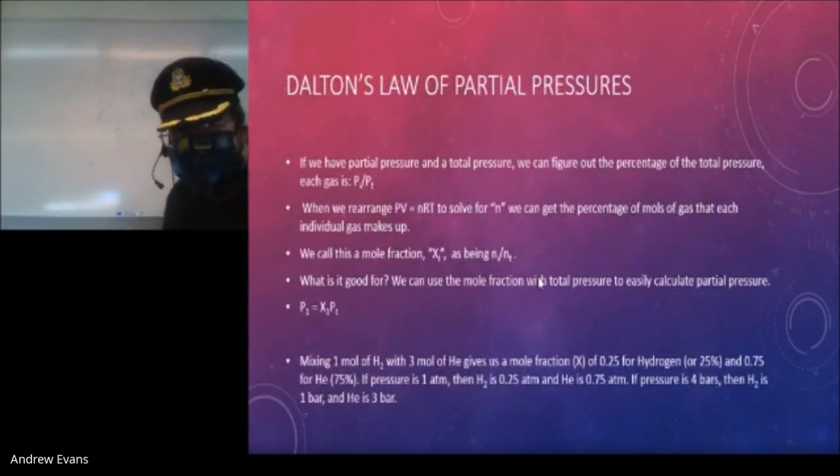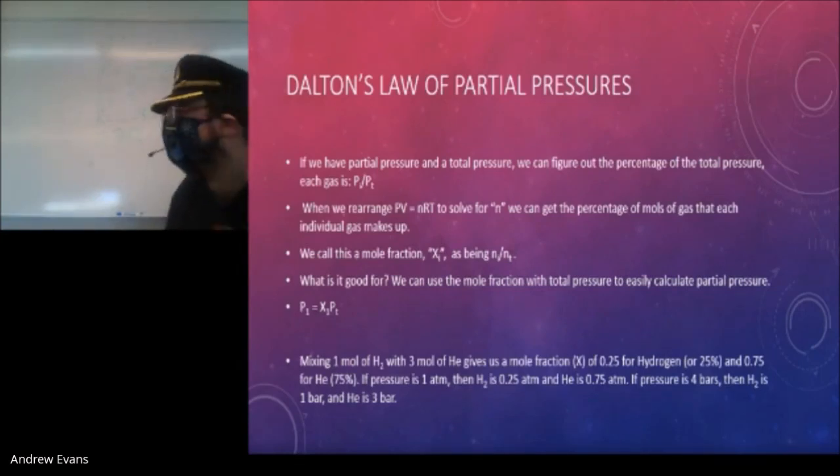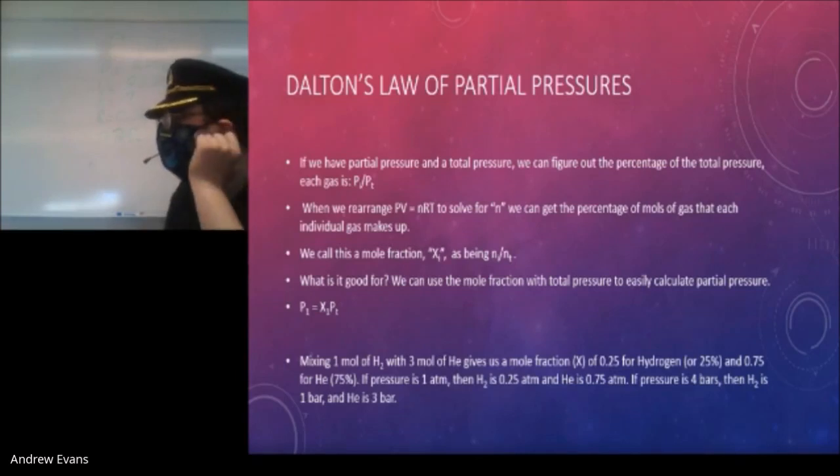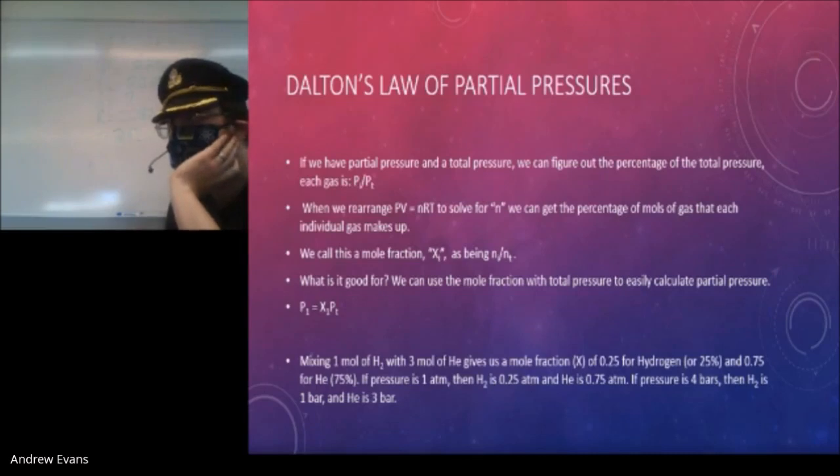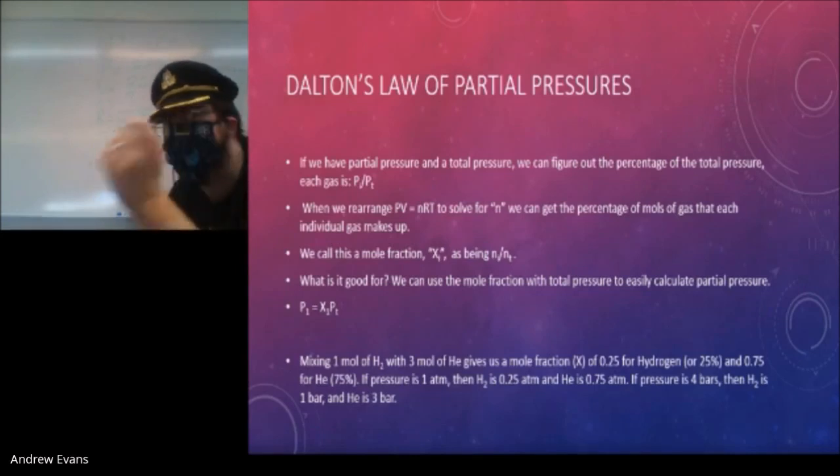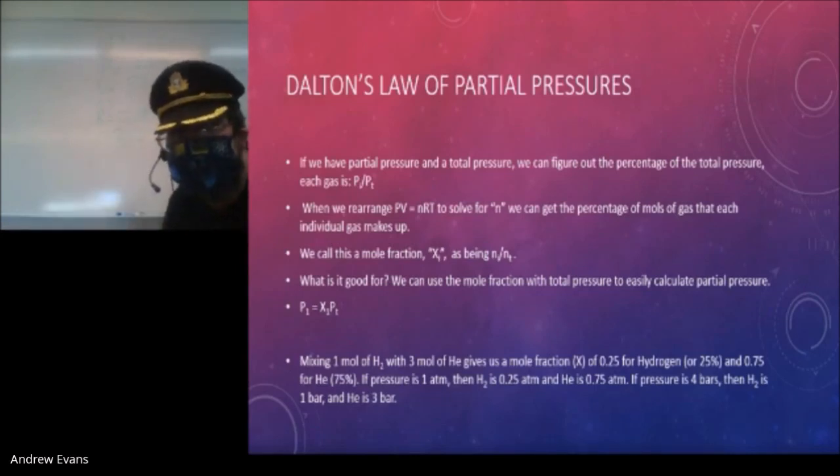Okay, so from there we get Dalton's law of partial pressures. Essentially, if we know the partial pressure and we know the total pressure, we can figure out what percentage of the mixture each gas is. If I have two gases, each one atmosphere, you would have a total of 2. So 1 over 2, or 1/2, would give me 0.5, or 50%. 50% of the pressure is made up of gas 1.